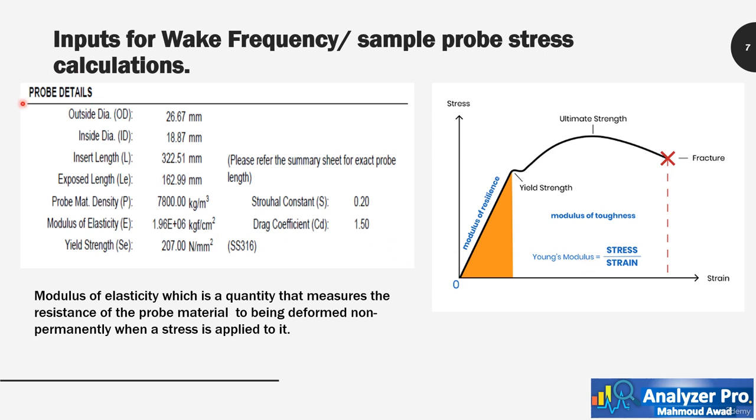Second set of data are the probe details such as inner and outer diameter, insert length, exposed length, probe material density. Modulus of elasticity, which is a quantity that measures the resistance of the probe material to being deformed non-permanently when a stress is applied to it. In our case, and for stainless steel 316, the modulus of elasticity is 1.96 times 10 to the power 6 kilograms force per centimeter square. The modulus of elasticity of an object is defined as the slope of its stress-strain curve in the elastic deformation region.